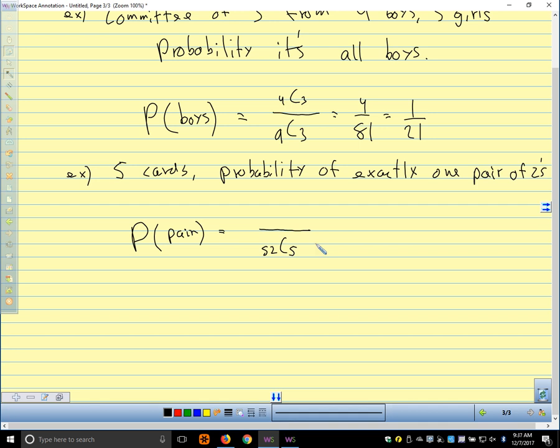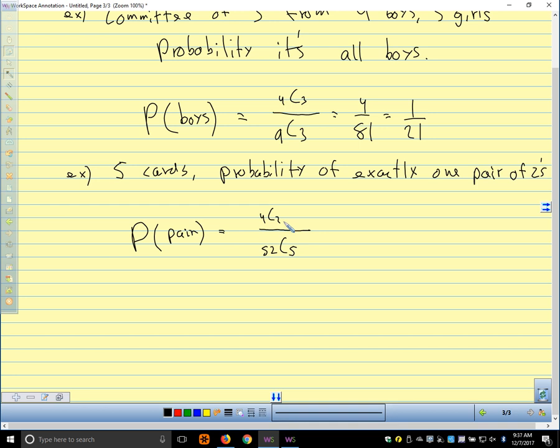All right, so we're interested in a pair of 2s. Well, how many 2s are in the deck? 4, right? And we're picking 2 of them. So how many ways can we pick 2 things out of a group of 4? 4C2. But for each one of those possibilities, we have the different arrangements of the 3 other cards that are not 2s that can go with the 2 2s.